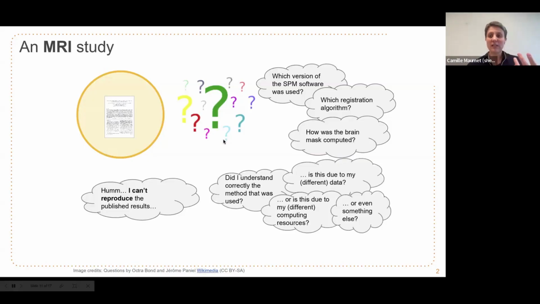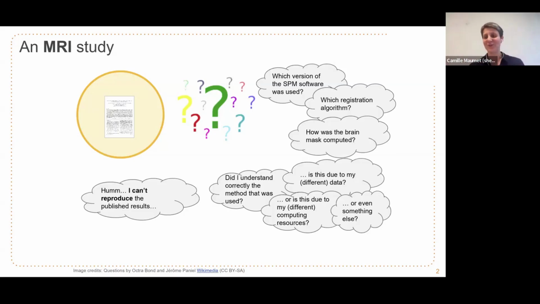More generally, as we try to reproduce, we might ask ourselves: did I just not understand the method correctly, and that's why I can't get the same results? Or maybe I have a different data set, and my data set is leading to different results. Or maybe it's my different computing resources, or even something else I can't even think about. This situation is not great, and we're a bit at a loss. This is telling us maybe we should share a bit more than research papers.